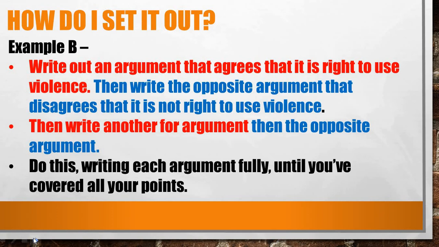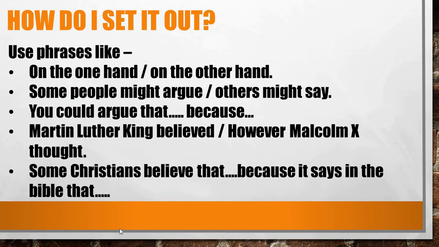So whichever way you've set it out, whether it's example A or example B, once you've done that, you need to then think about your conclusion. Before you do that, I've also added here some examples of phrases you could use. On the one hand, on the other hand, some people might argue, others might say. You could argue that because. So that's where you're going to explain your argument more fully.